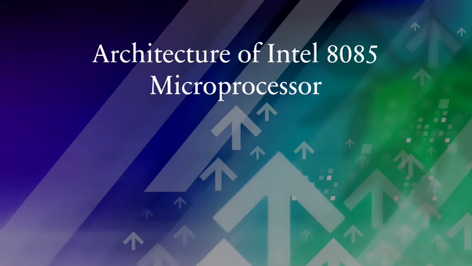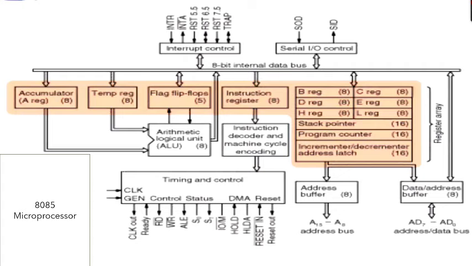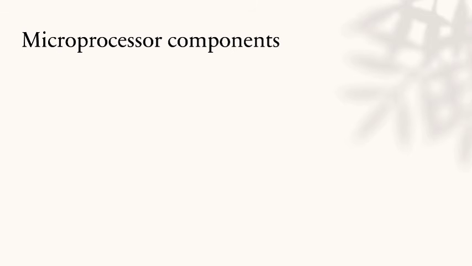In this tutorial, we are going to see the architecture of the Intel 8085 microprocessor. So this is the architecture we are going to discuss. First, we will see what all the components present in the microprocessor are, and then we will discuss each and every component. Okay, let's start today's tutorial.